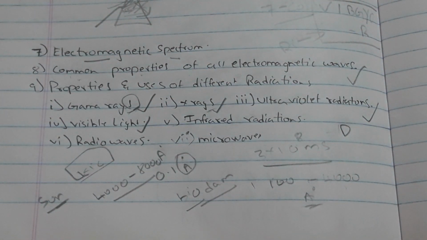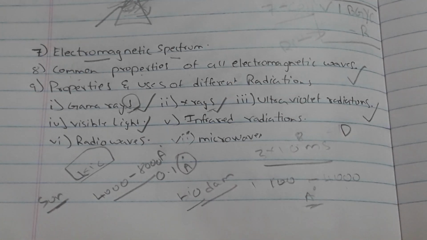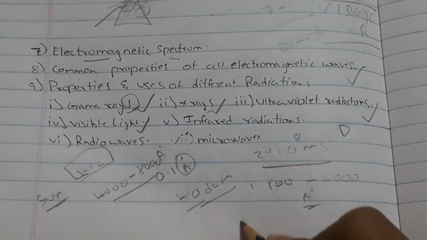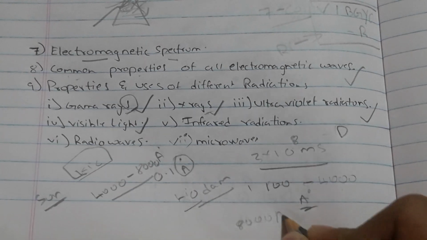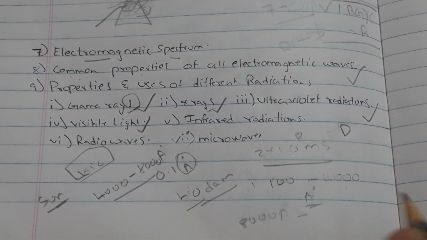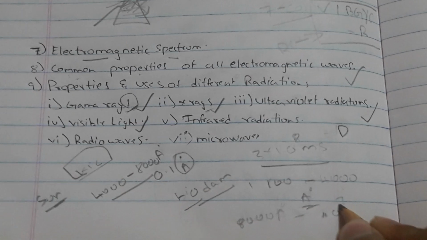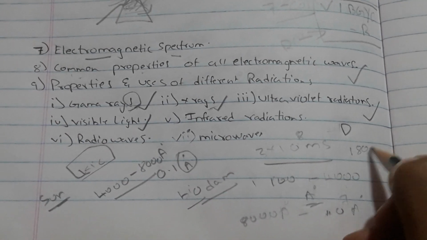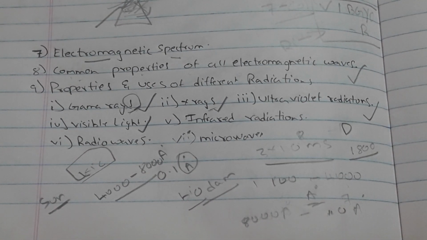Now moving to the infrared radiation. Here these are electromagnetic waves of 8000 Angstrom to 10 power 7 Angstrom. It was detected by William Herschel in about 1800. At the time of 1800 it was discovered by him.